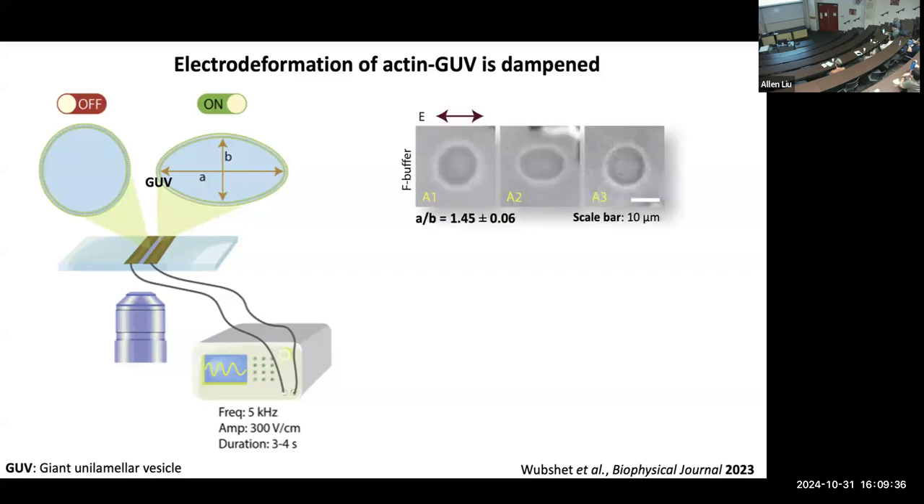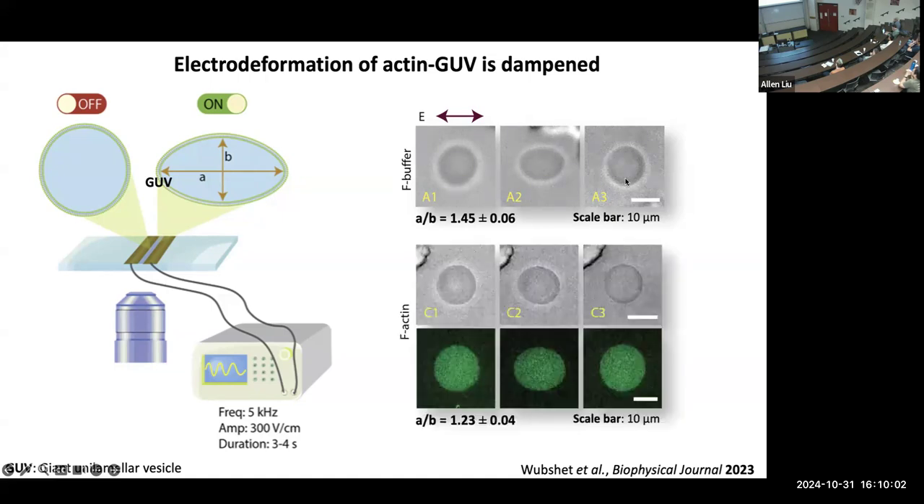And the idea here is that we will encapsulate different types of actin and look at how this actin will alter the mechanical response when it's subjected to this alternating electric field. So in the case of adding just buffer alone, and this is very transient, so we only apply this for a few seconds, the aspect ratio is 1.45. You can see the GUV certainly deforms into this ellipsoid and reverts back to a spherical shape. Now, if we encapsulate filamentous actin, okay, this is 5 micromolar filamentous actin, we dampen the shape deformation to 1.23. The vesicle is less deformed, as you would imagine. There's a viscous material, there's polymer in there.